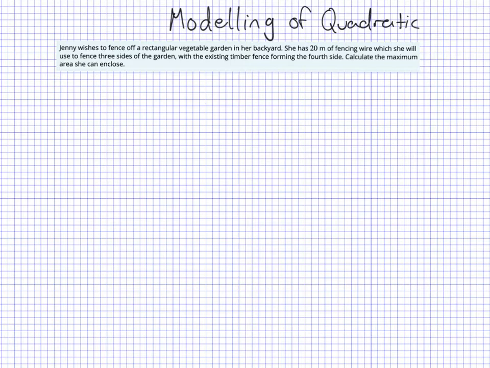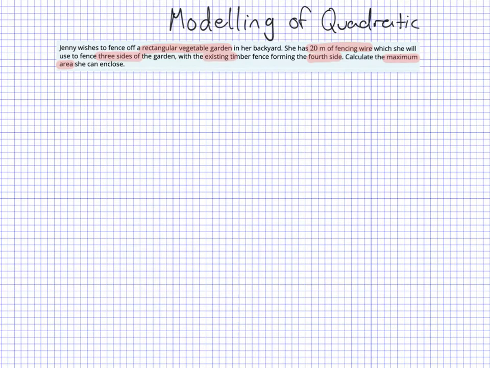Alright, so the first thing we need to know is key information. So she's asked to make a rectangular vegetable garden. She's got 20 metres of fencing wire, which she'll use to fence 3 sides, with an existing timber fence making the 4th side. So she only needs 3 sides. So we have to calculate the maximum area she can enclose. Alright, so there's a few things we need to do here.